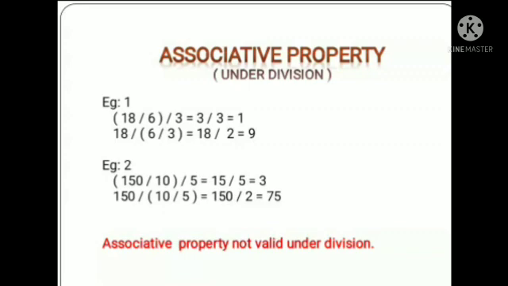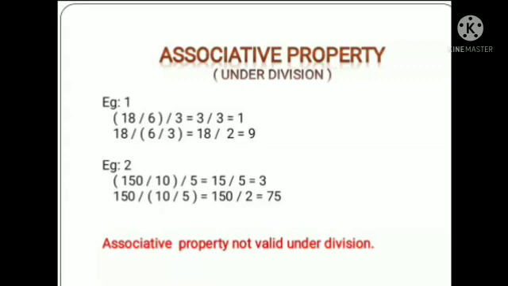Similarly, associative property under division. Example, 18 by 6 by 3. First, we will divide 18 by 6. 18 by 6 equals 3. 3 by 3 equals 1. Now we must divide 6 and 3. 6 by 3 equals 2. 18 by 2 equals 9. 9 not equal to 1.